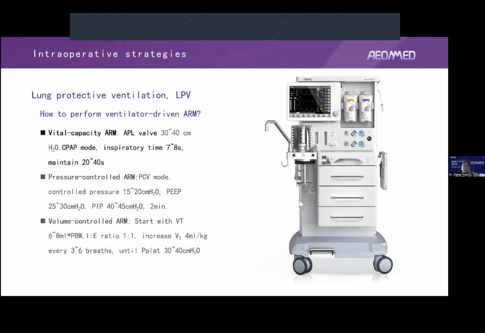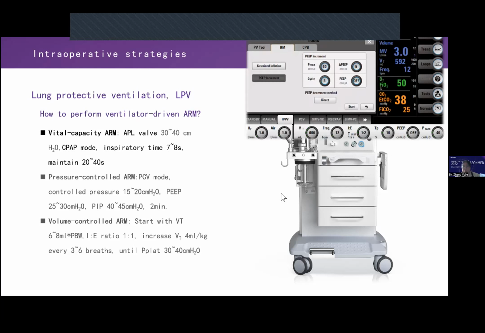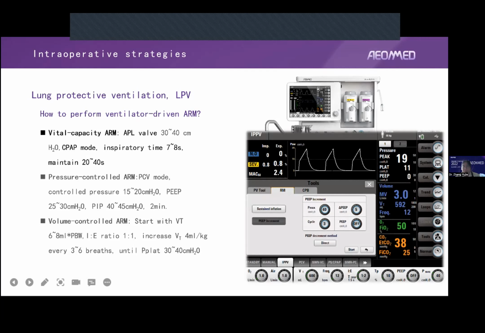You can see there's a recruitment maneuver setting here, and we can set the PEEP changes to 5 centimeters of water column, and it makes it much easier to carry out the ventilator driven ARM.